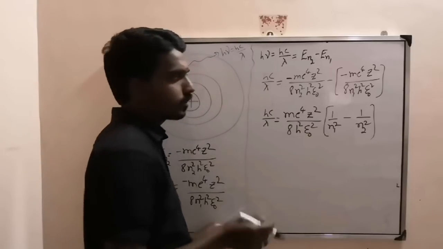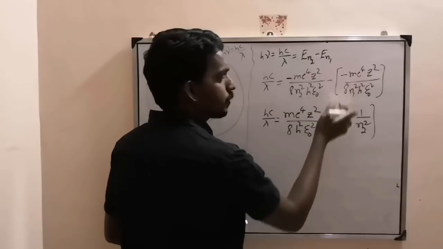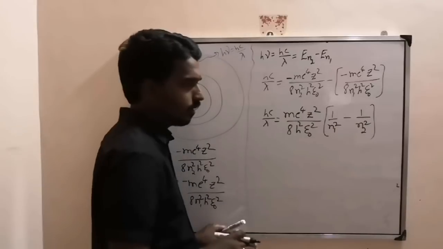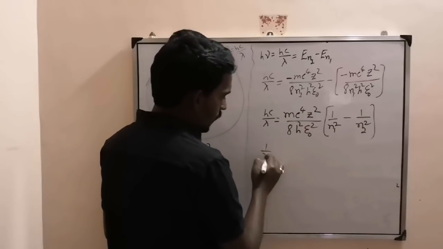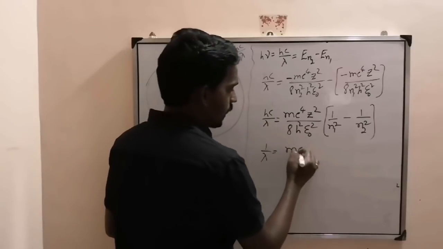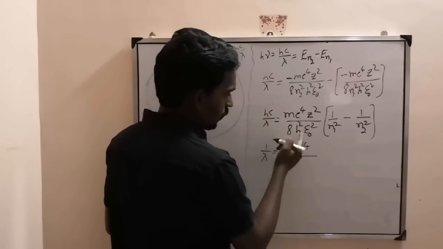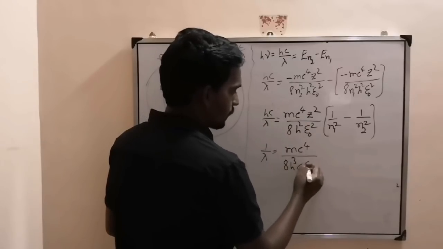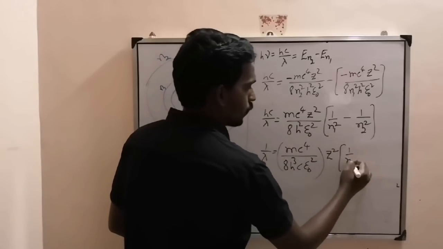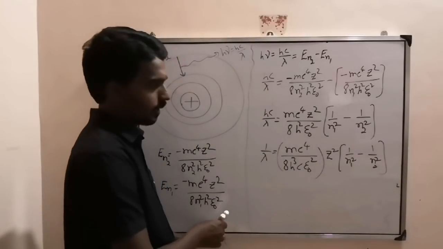So please don't get confused that first I have written this and then this, because here minus into minus plus, so I am writing the plus value first, then minus. So here 1 by lambda, because we want the wavelength equation, 1 by lambda equal to m e power 4 by h c, you took this side, h into h square, h cube c epsilon naught square times z square into 1 by n1 square minus 1 by n2 square.